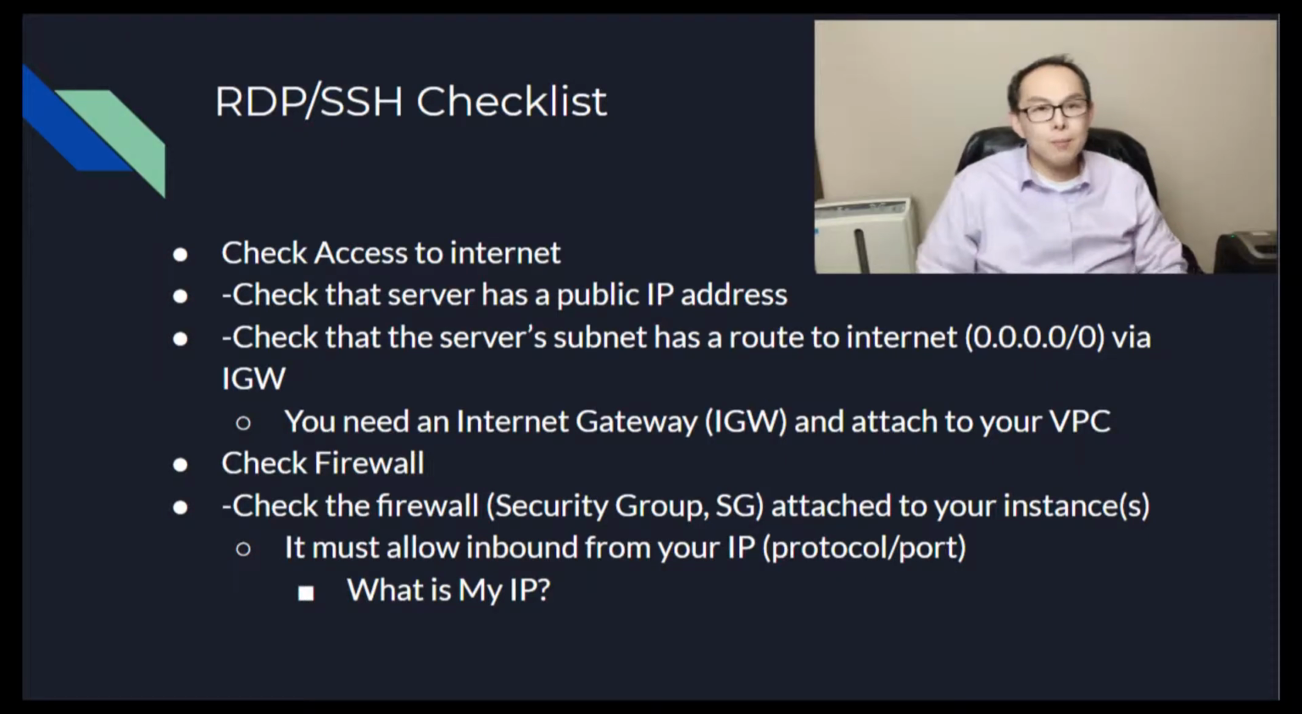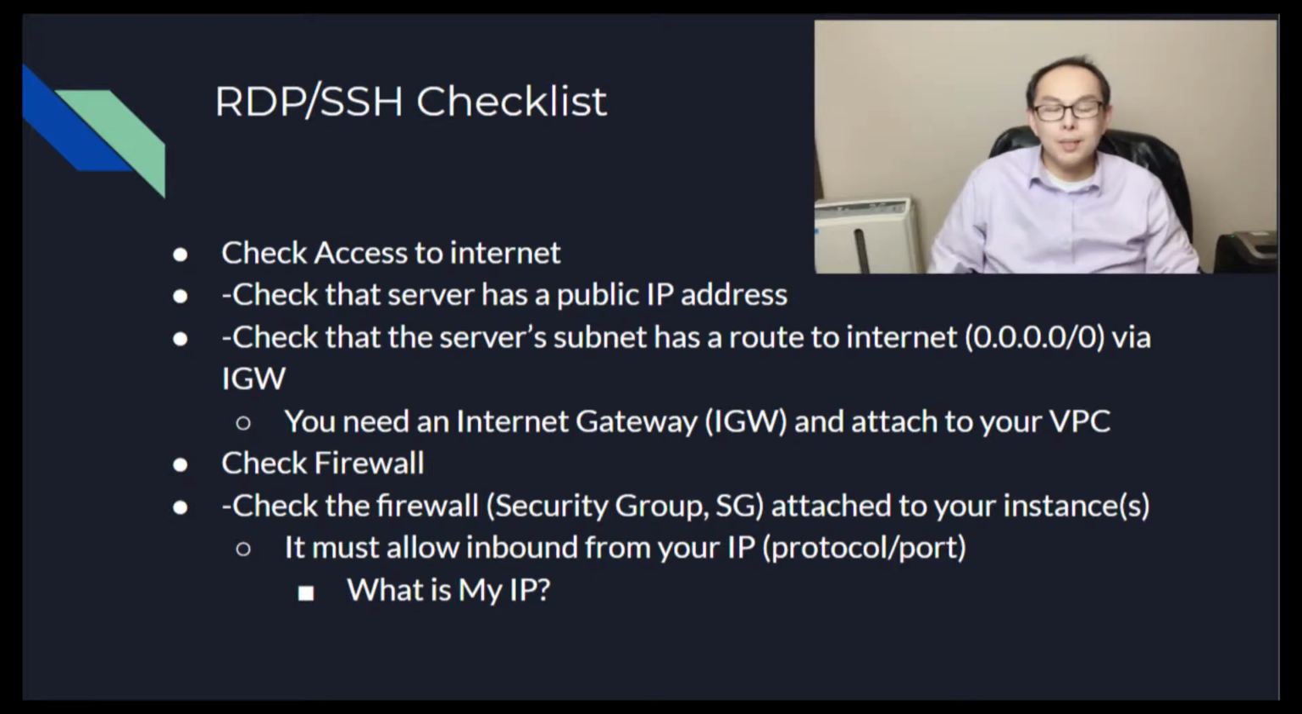Today I'm gonna show you how to check if you have the issue of being unable to remote, either RDP or SSH, to your EC2. Okay, so there are only a few things that you need to check. First thing is that you have to check that you have access to the internet. I mean, check to make sure that your EC2 has access to the internet. To do that, you have to check a few things.